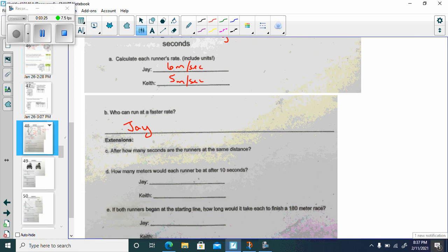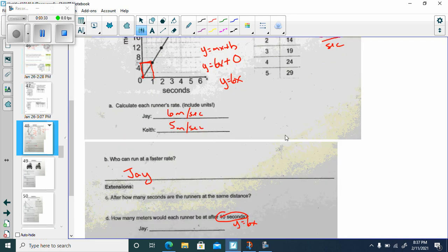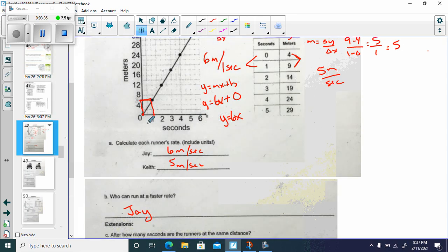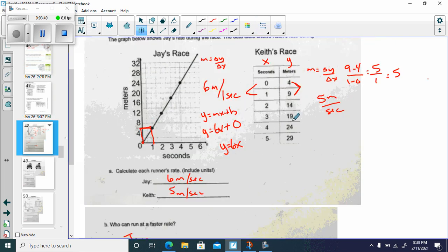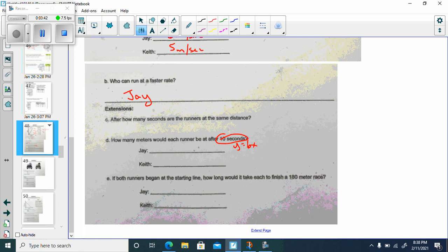Okay, so let's do J. If y is equal to 6x, and our 10 seconds is our x, so we can tell that up here, our x-axis is seconds. Our x's are in seconds, okay? So let's plug our 10 in. That would be y is equal to 6 times 10, which is 60, okay? So after 10 seconds, J would be at 60 meters into the race.